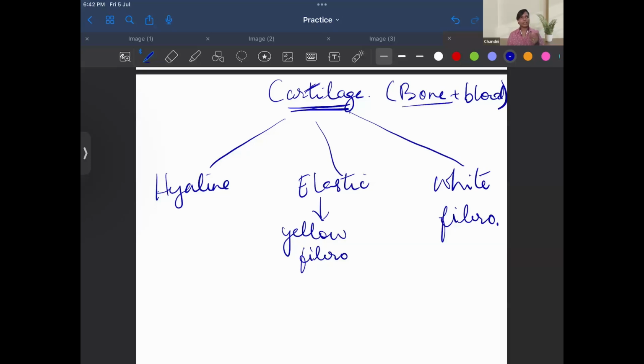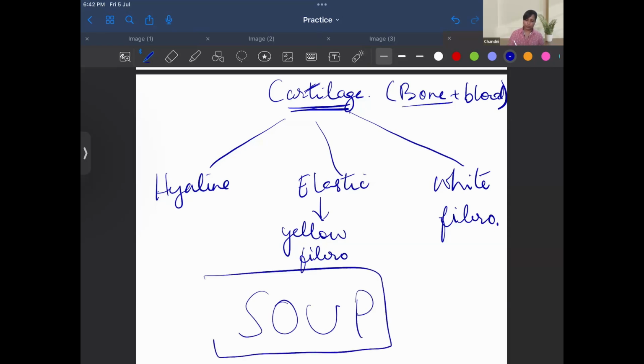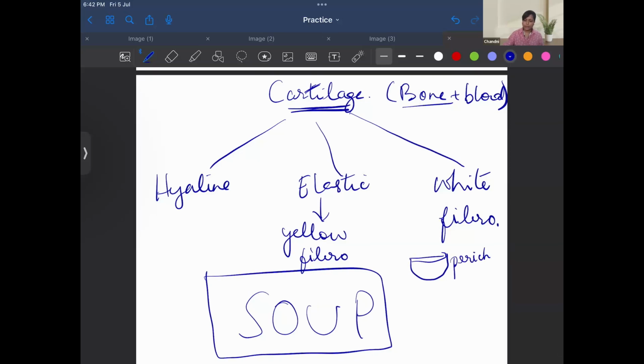If you watch our video on cartilage, I have used a very interesting analogy here. This is how I was taught how to remember connective tissue. I was taught to remember soup. Why soup? How do you make soup? How do you serve soup? First of all, you need a bowl, right? The bowl is what contains your soup. So the covering of the cartilage can be compared to the bowl, which is called, in this case, perichondrium. Covering of cartilage is called the perichondrium.